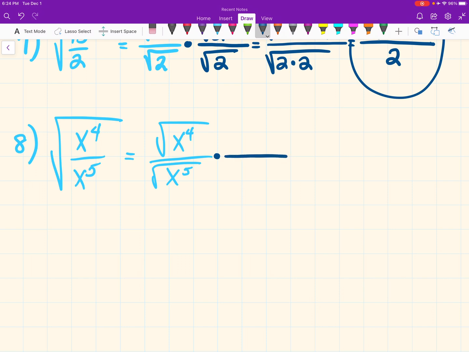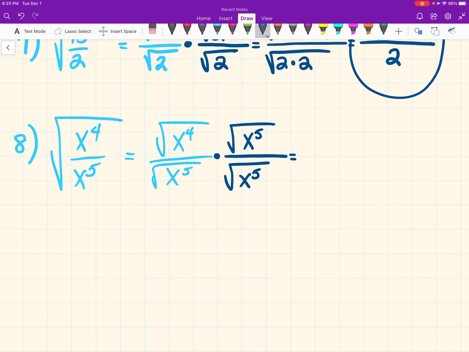So what do I need at the bottom? I need another square root of x to the 5th to come out. Again, remember, if you don't multiply the numerator and the denominator by the same thing, you're breaking the rules and you're going to get it wrong, because we're multiplying by 1, therefore not really changing the value.